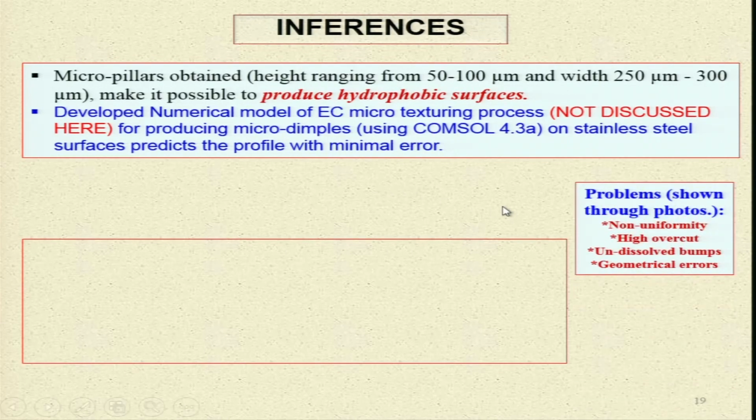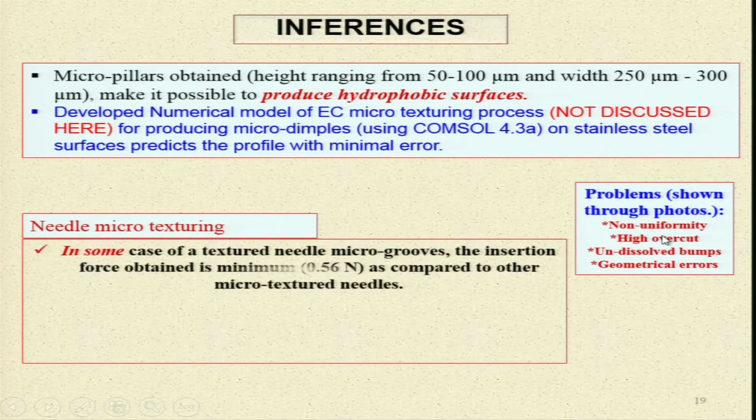The problems are shown through photographs, as you can see here: non-uniformity, high overcut, undissolved bumps, which we have seen in some of the photographs shown earlier, and geometrical errors. In needle microtexturing, in the case of the textured needle with micro grooves, the insertion force obtained is a minimum of 0.56 Newton as compared to other microtextured needles.